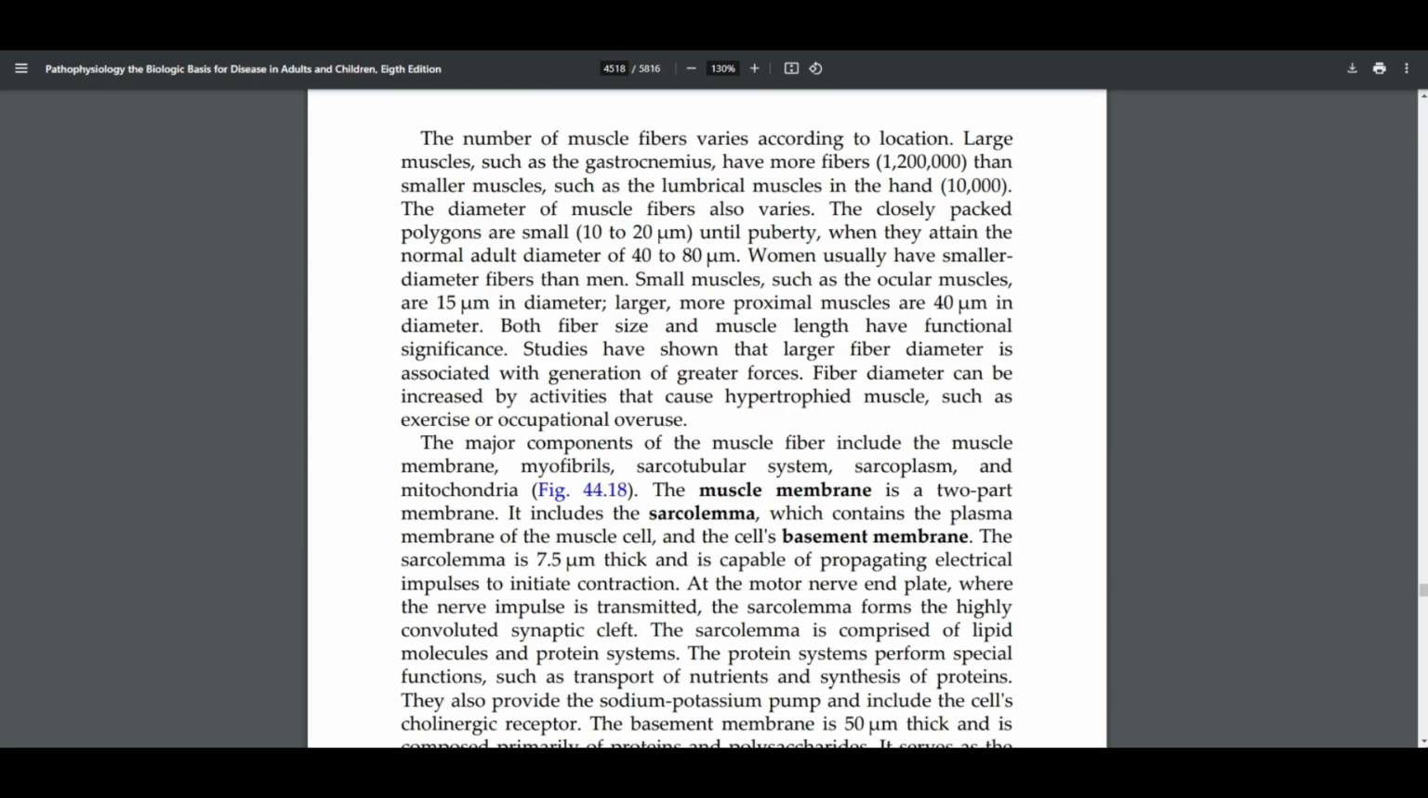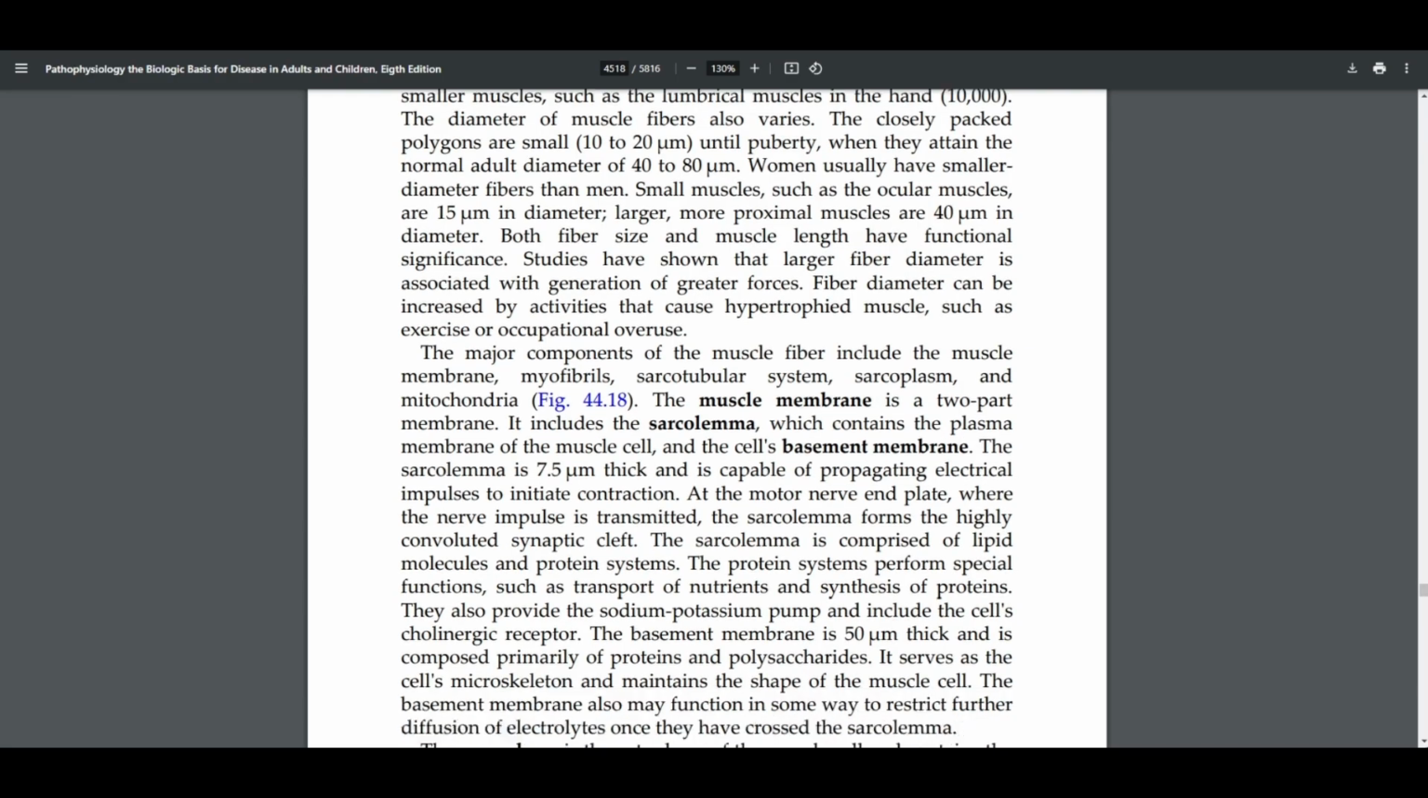Small muscles, such as the ocular muscles, are only 15 in diameter. Larger, more proximal muscles are 40 in diameter. Both fiber size and muscle length have functional significance. Studies have shown that larger fiber diameter is associated with generation of greater forces. Fiber diameter can be increased by activities that cause hypertrophied muscles, such as exercise or occupational overuse.